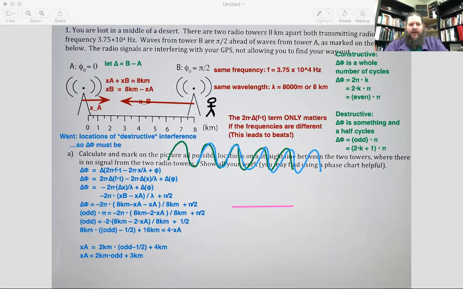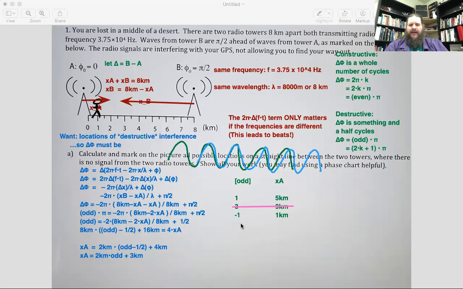If we try -1 as our odd number, what does this become? 2 times -1 plus 3? Is it 1? Yeah, 1 kilometer. So if you're standing at the 1 kilometer mark, this will also work. If wave 1 travels 1 kilometer and wave 2 travels 7 kilometers, that should do it.